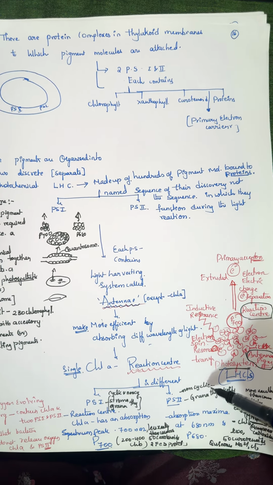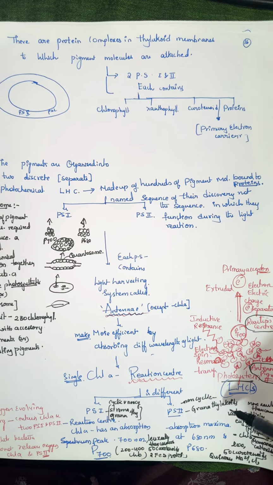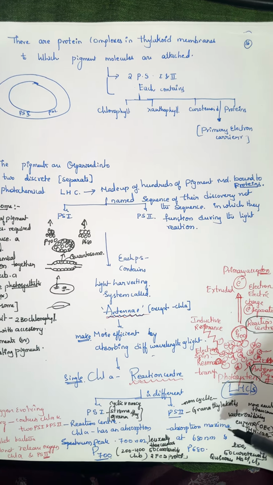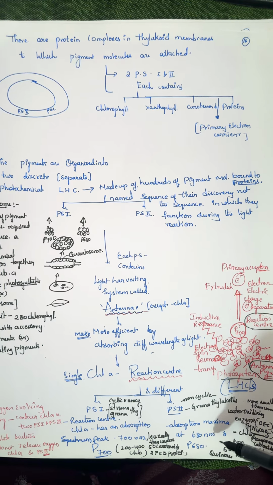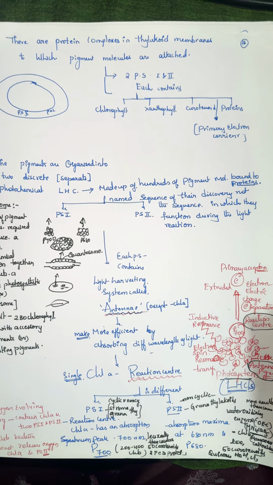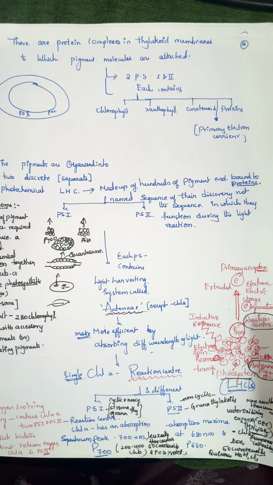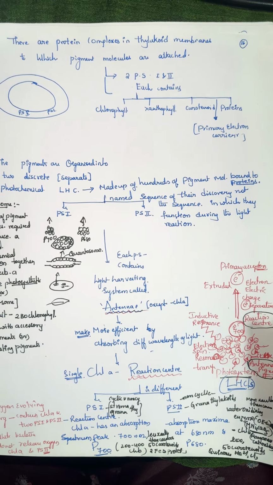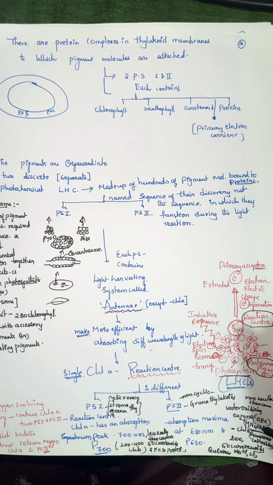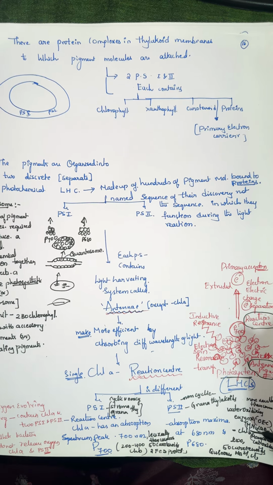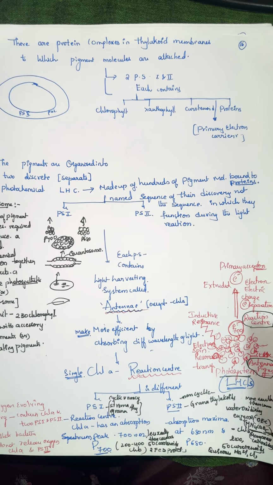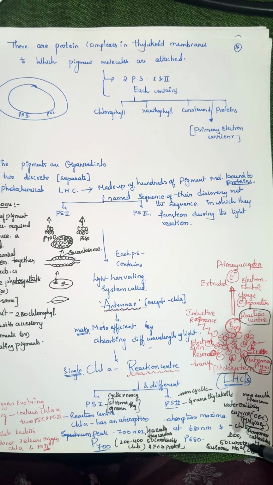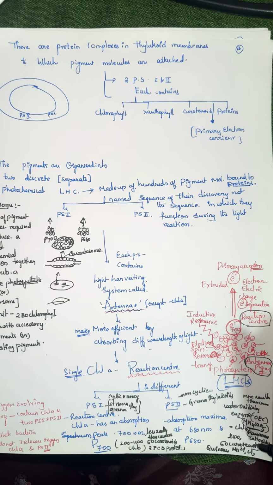PS2 is the one which is involved only in non-cyclic photophosphorylation. It is generally present in the grana thylakoid. Absorption maximum is at 680 nanometers. It contains more xanthophyll than carotene, and it also contains a water oxidizing enzyme, which we call the oxygen evolving complex, a manganese calcium oxide, MnO4 CaO5, which is very important. It has 200 chlorophyll B pigments and also 550 carotenoids.